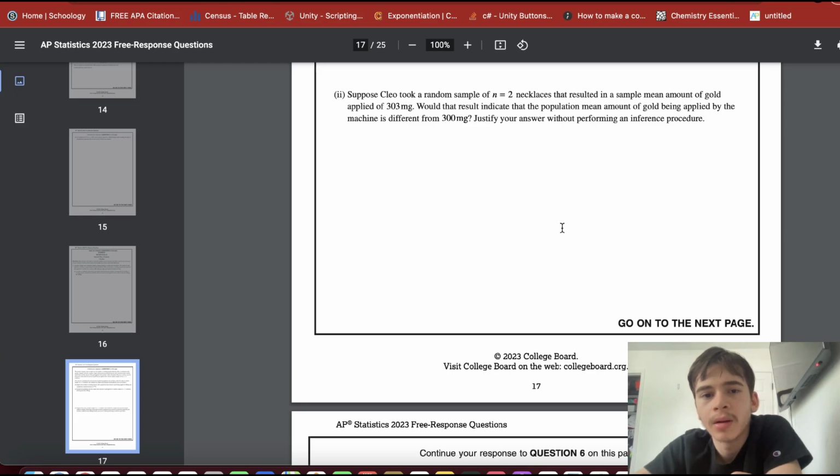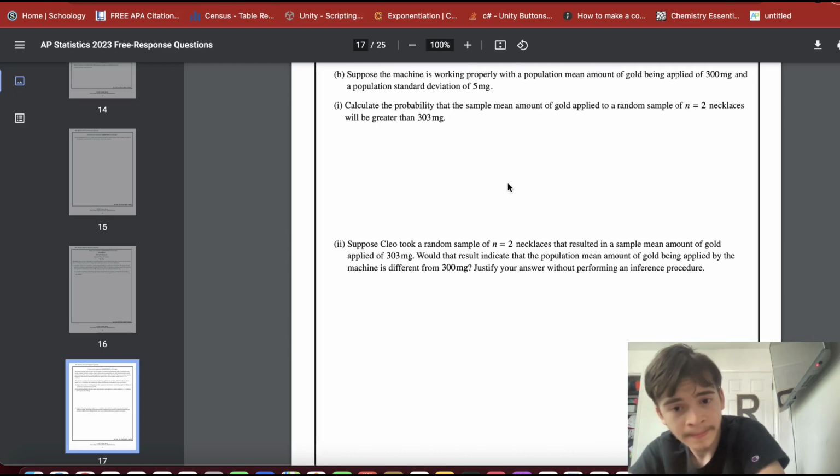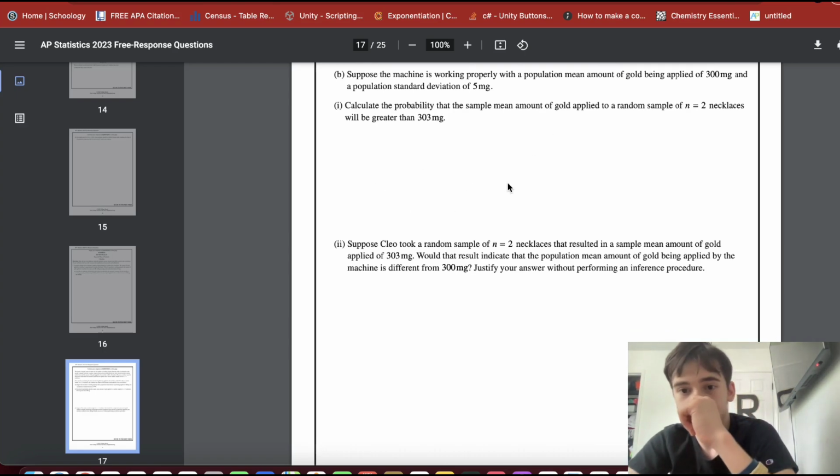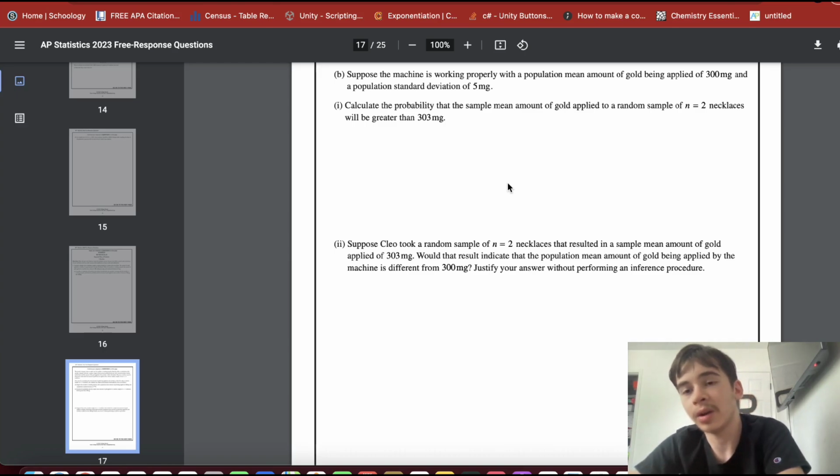Oh, right. You just do the conclude part again. You'd use this statistic, and if the probability is very small, then you would say that the results do indicate that the population mean amount of gold being applied by the machine is different from 300, because getting that high is very unlikely.